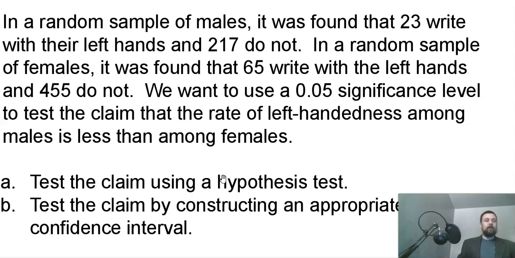So, in a random sample of males, it was found that 23 write with their left hands and 217 do not, which I assume means they write with their right hand. In a random sample of females, it was found that 65 write with their left hands and 455 do not. Now you might say, okay, so if they're not writing with their left hand, they must write with their right hand. It's possible some people might not even know how to write.